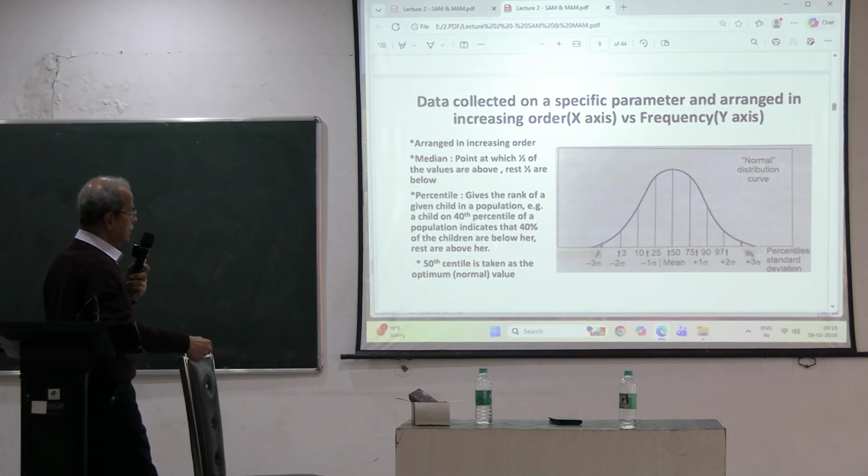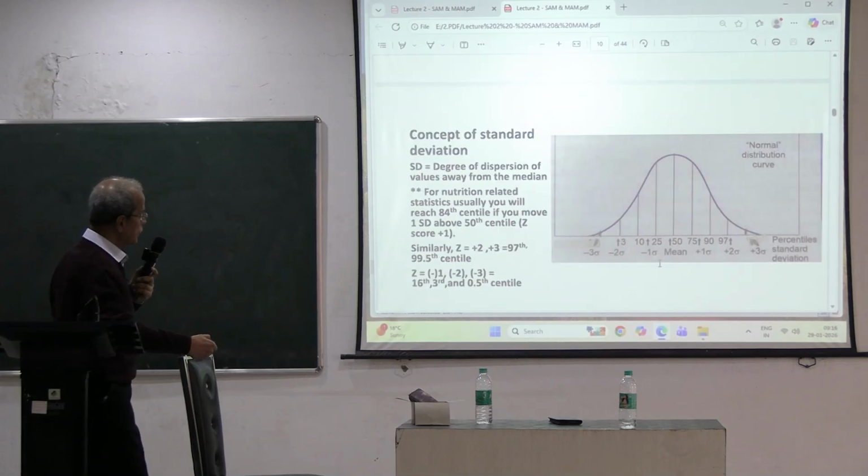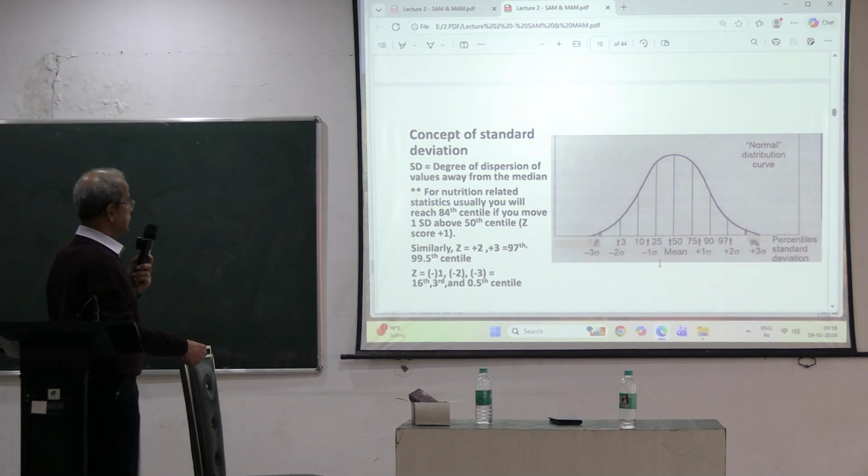Actually it is the rank, and median, the point at which half of the students will be below that mark. That is the median and that is the centile. And for any data regarding health, the 50th centile is taken as the optimum value or the normal value. Okay. Now what is the concept of standard deviation? See, all the curves are not the same. According to the dispersion, they are classified in different ways.